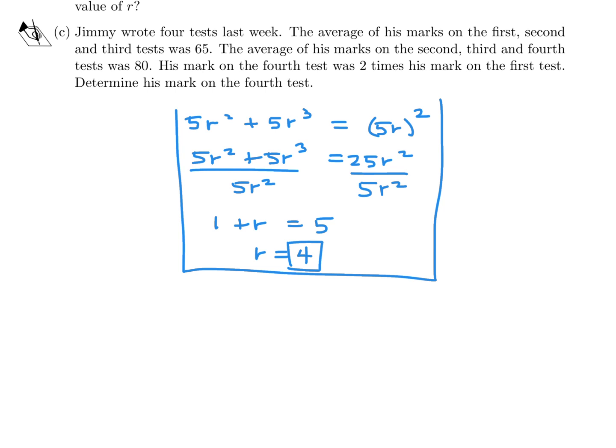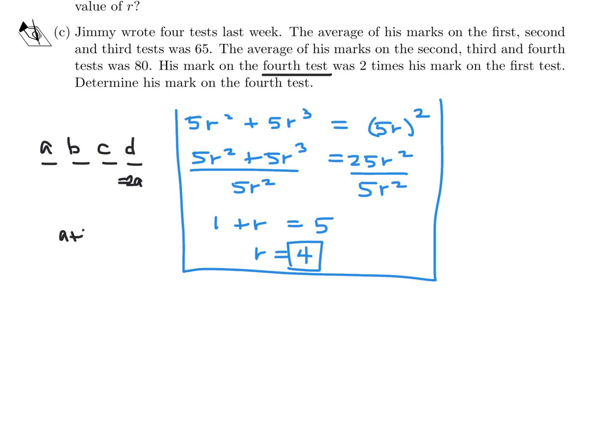Okay. So let's just say his tests are A, B, C, and D. Those are the 4 tests. So his mark on the fourth test was 2 times his mark on the first test. So D is technically equal to 2A, according to that sentence. Okay, now let's work with the rest of the question. The average of his first, second, and third.